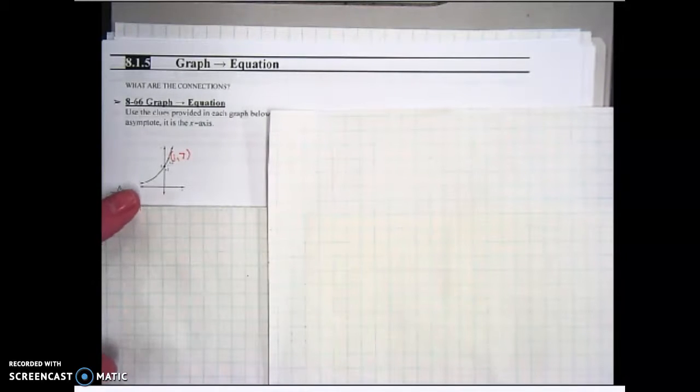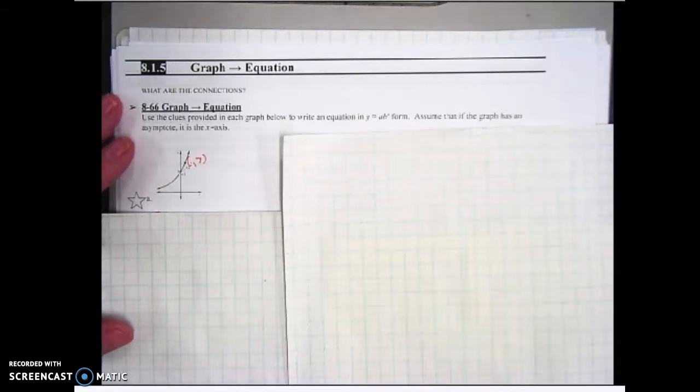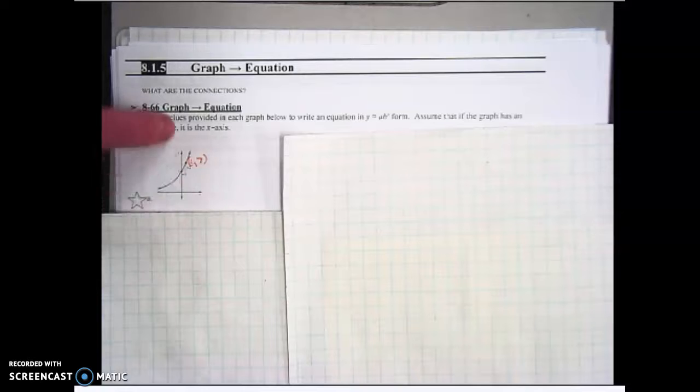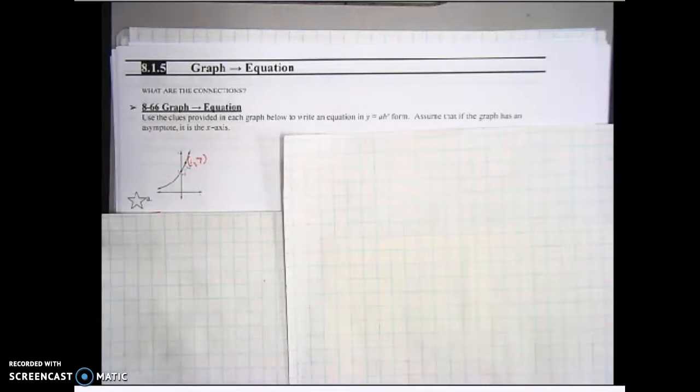And we want to come up with the equation in that form, y equals ab to the x. So the a is going to be where it's crossing the y-axis. So here's your y-axis. What is that point right there where it's crossing? 5. Okay, so you're going to fill in a 5 for the a.